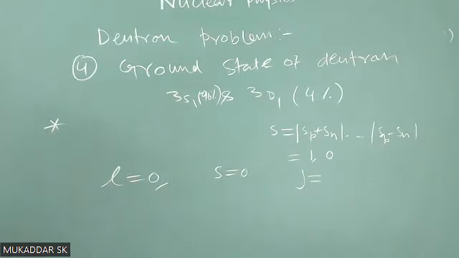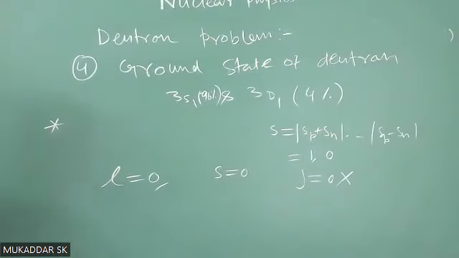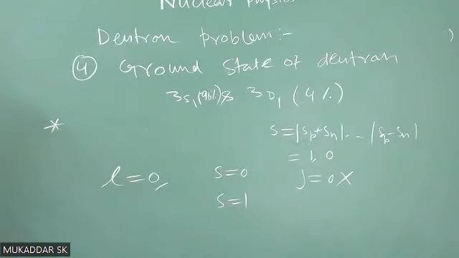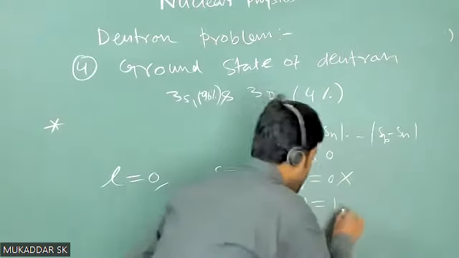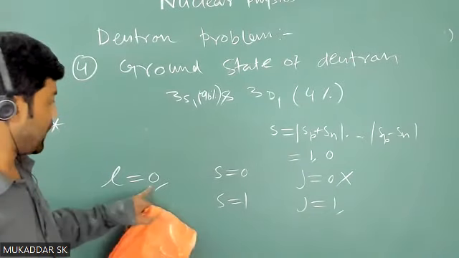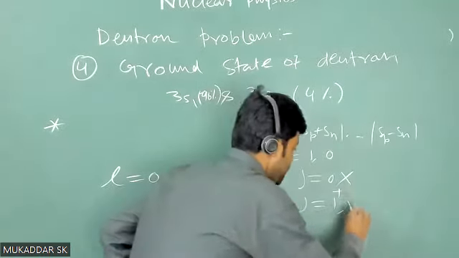J equals 0 is not possible because you have just calculated that the spin of the deuteron is 1. Next combination: if you take S equals 1, what will be the value of J? 1. What will be the parity for such a combination? Your L value is 0, so the parity will be even, and that is perfectly fine.